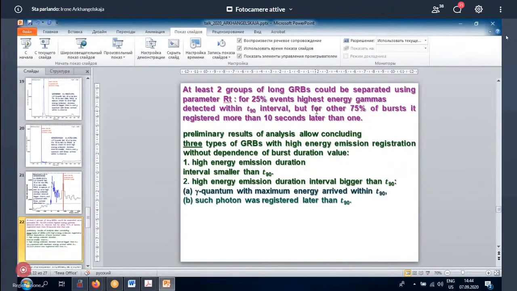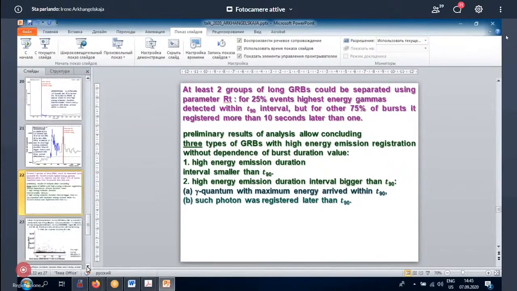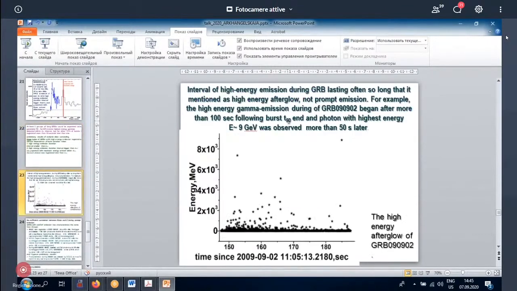So, using this parameter, we can separate at least two groups of long GRB, but it is possible to separate a third type. The first type is when the high energy emission duration interval is smaller than T sub 90. The second group is for a high energy emission duration interval longer than T sub 90, but the gamma quantum with maximum energy during these events was registered, for type A, within the T sub 90 interval and, for type B, after the T sub 90 interval.